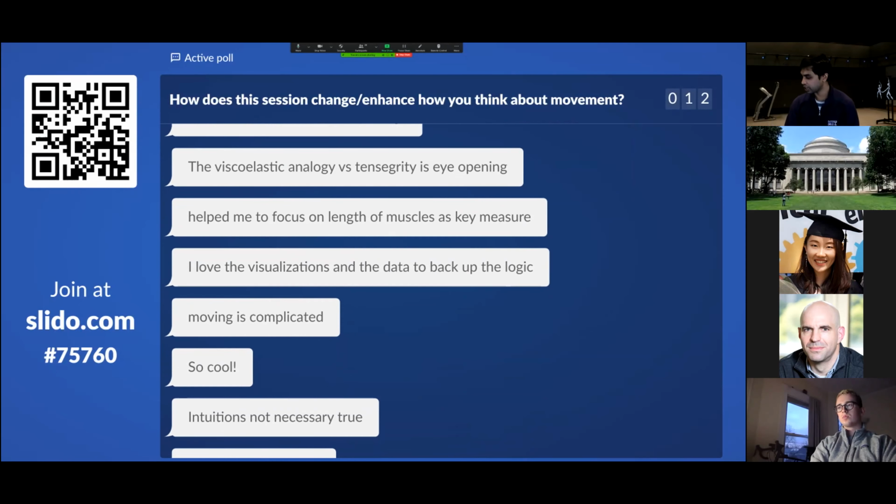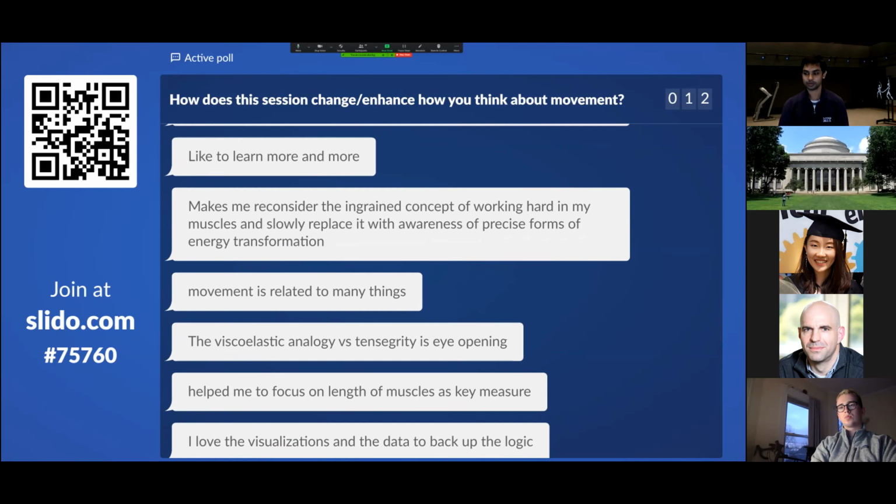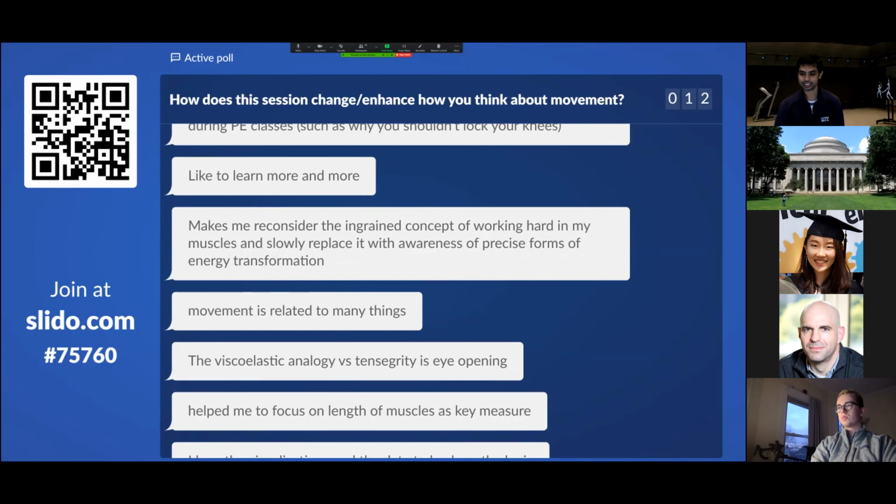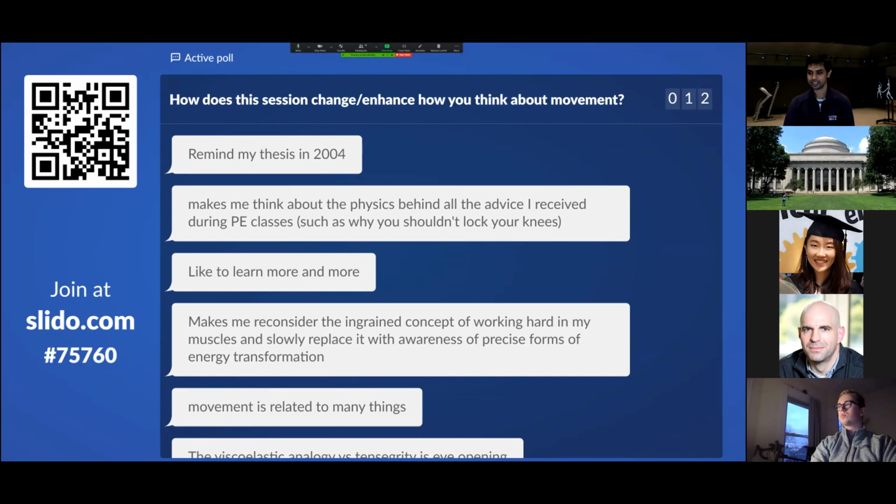Yes, actually doing the tensegrity, whoever said this, thank you. Doing the experiment with this thing for myself was eye-opening, and compared to that, years of intuition development were nothing compared to just looking at that video. Movement is related to many things. Yes. Yes, thank you. Thank you for all of your comments. Whoever wrote this thesis in 2004, we can talk later. Yes, this is why you shouldn't lock your knees.